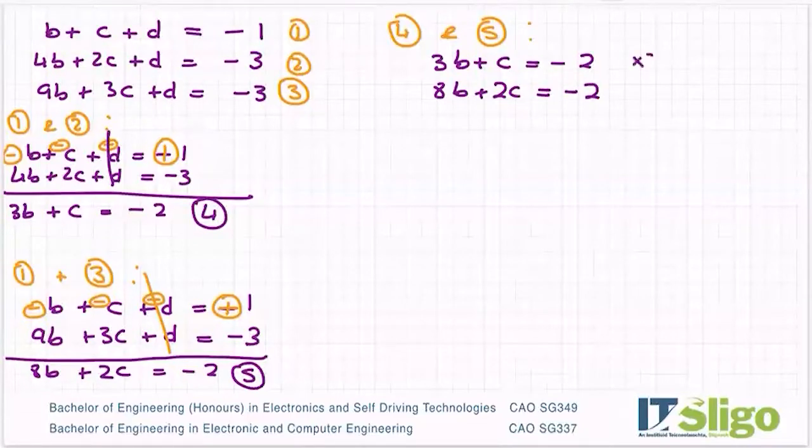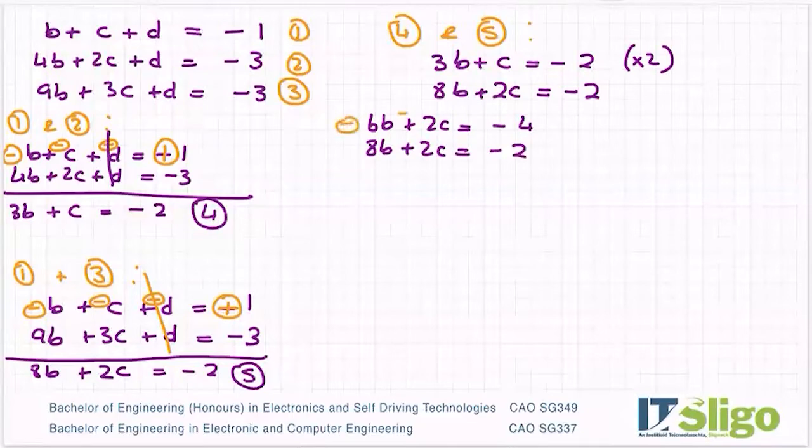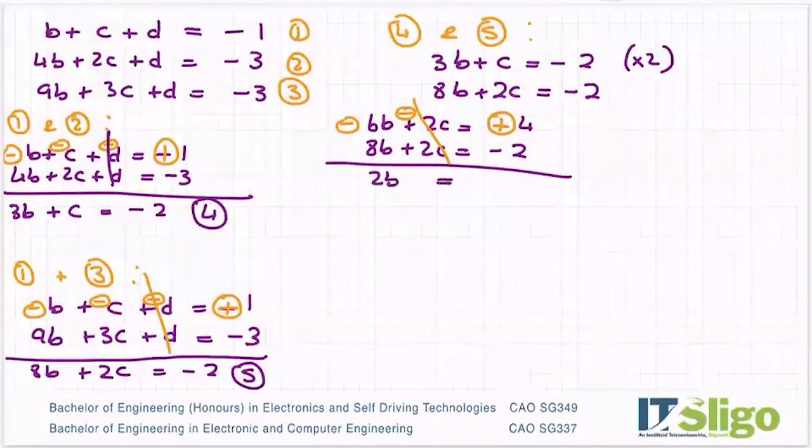So I need to multiply the top one by 2. I'm going to cancel the C's. So I'll end up with 2 3's are 6B plus 2C being equal to minus 4. And of course, I need to do nothing to the bottom one. 8B plus 2C is equal to minus 2. Okay, change the sign, change the sign, change the sign. My C's will then cancel. 8B minus 6B is 2B, being equal to minus 2 plus 4 is plus 2. So therefore, B is equal to 1.